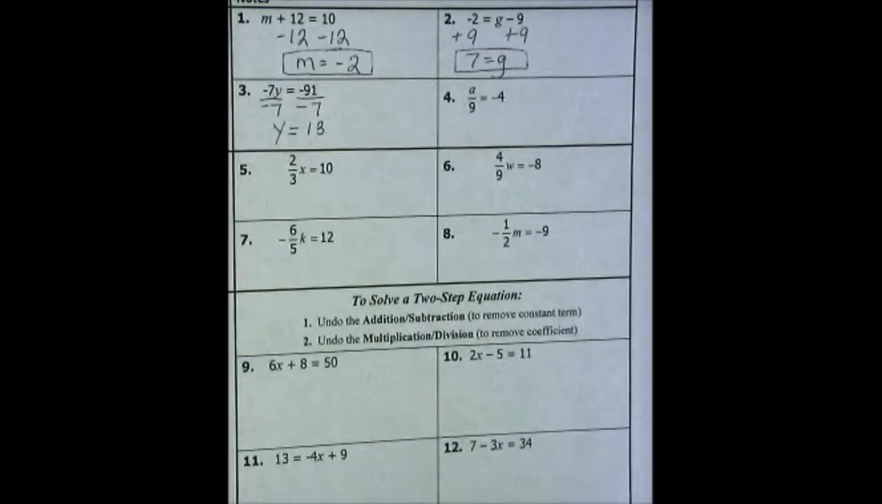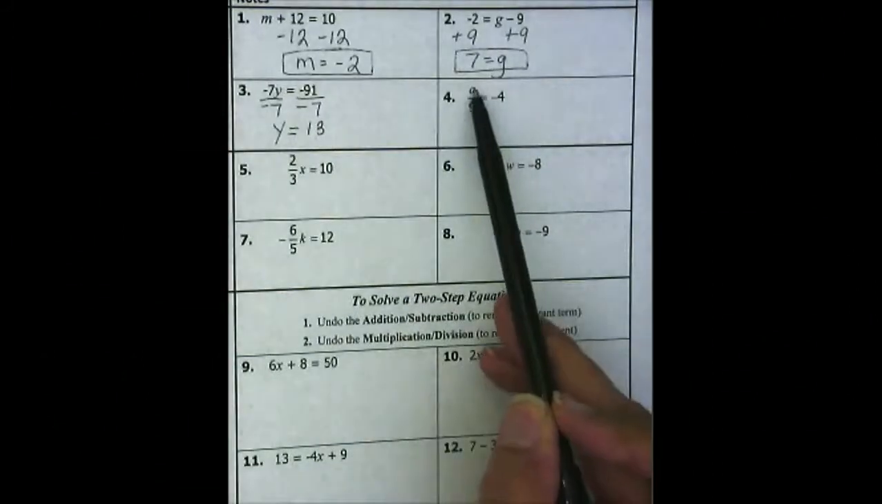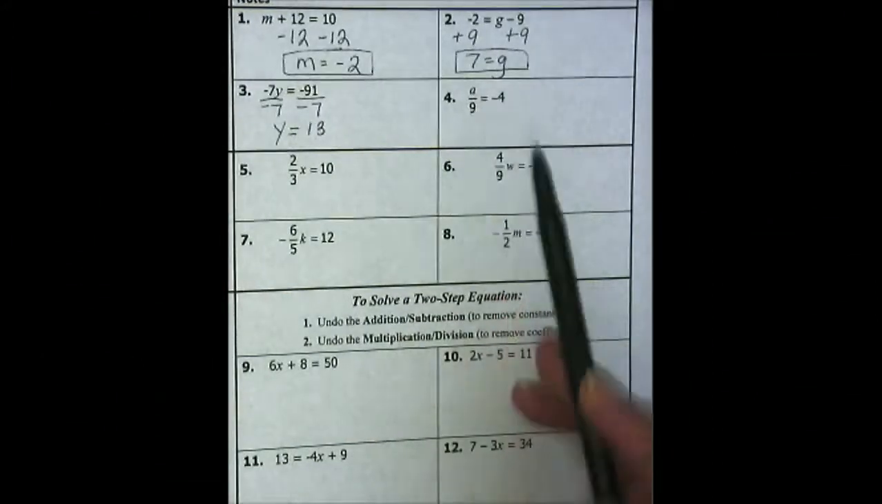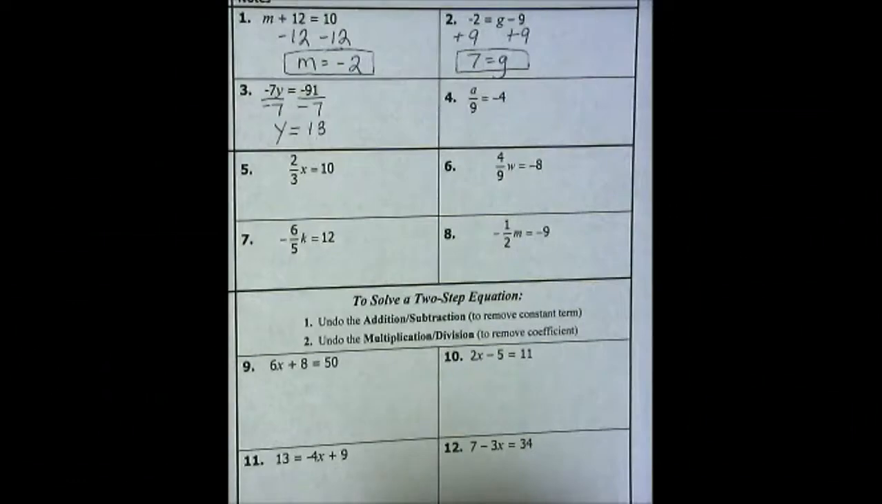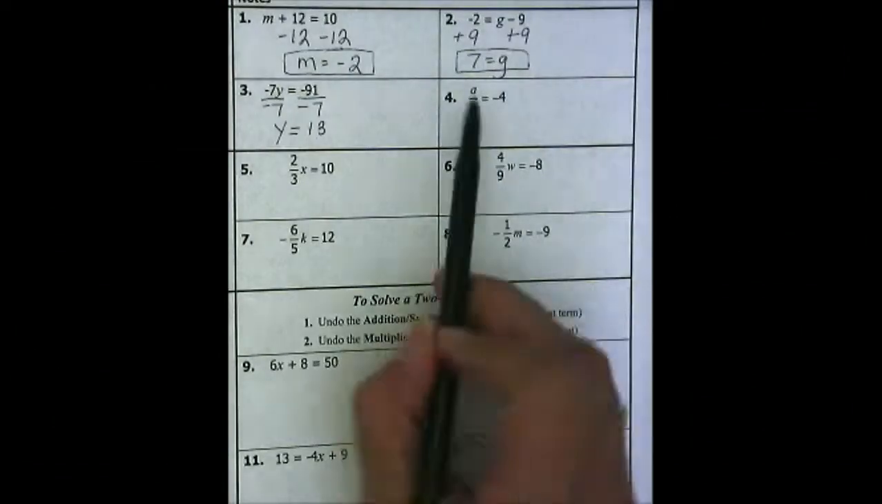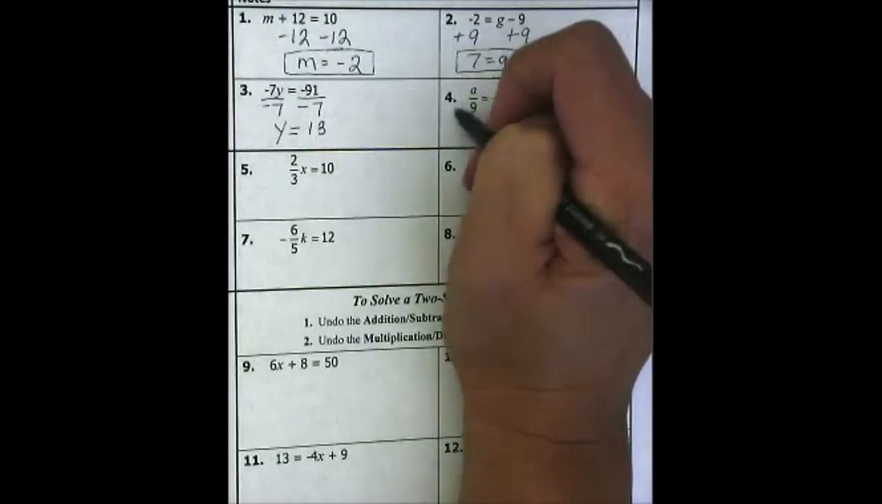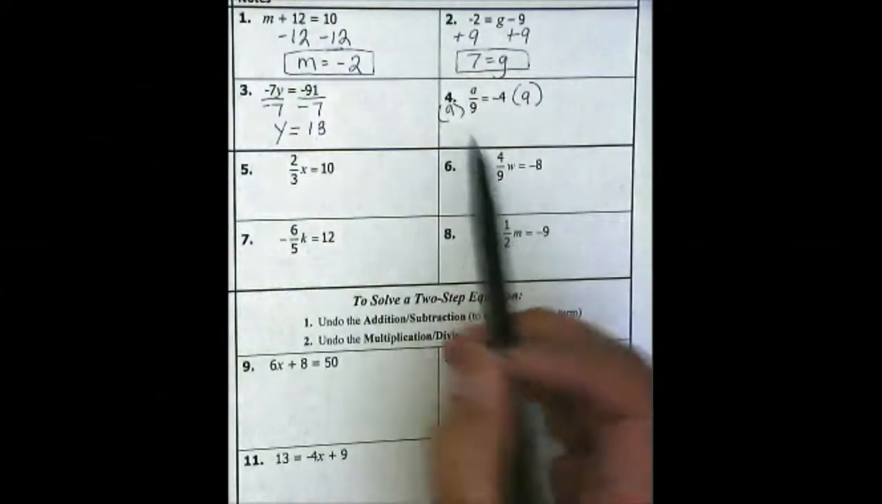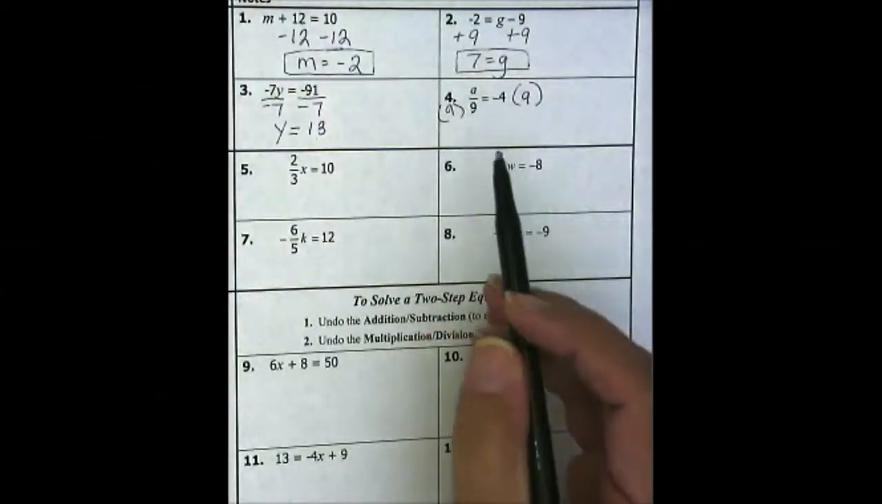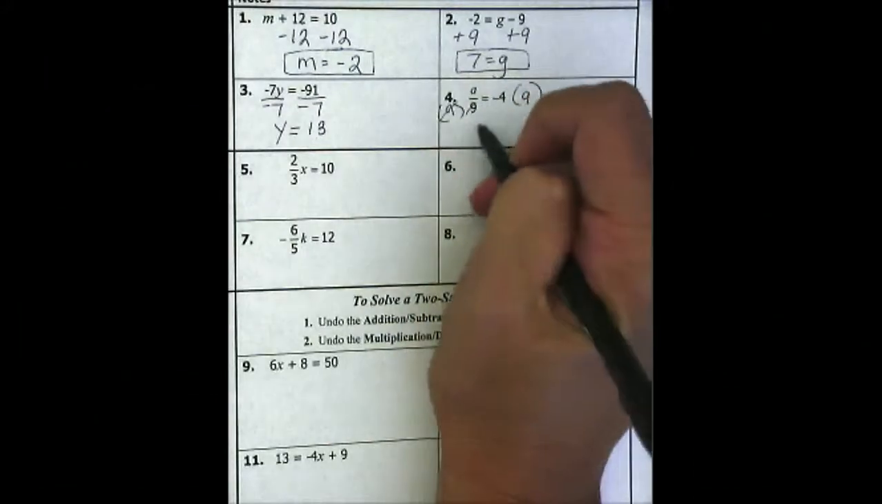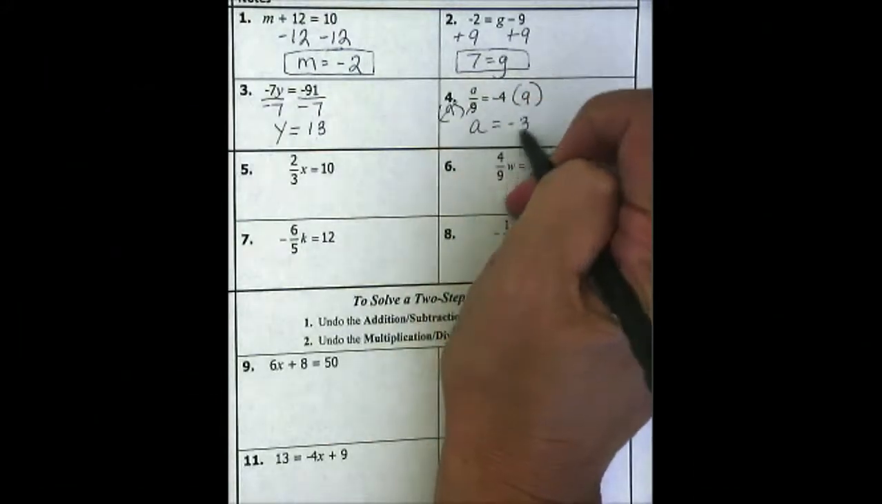Number 4, we have a multiplication equation, or a division equation. a divided by 9 equals negative 4. In order to solve this one, we have to multiply both sides by the 9 because we want to get a by itself. So we're going to multiply this side by 9 and this side by 9. When I do that, the 9s are going to cancel, leaving me with a equals negative 36.